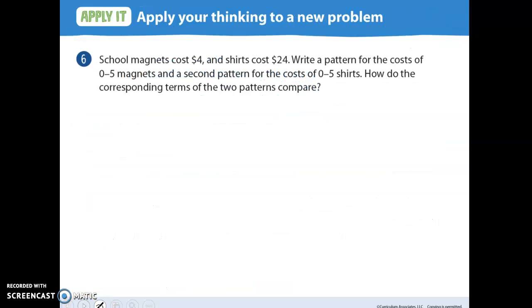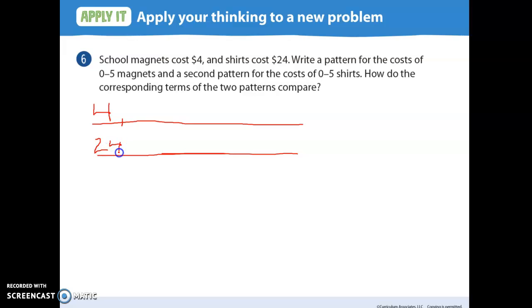Okay, number 6. School magnets cost $4 and shirts cost $24. Write a pattern for the cost of 0 to 5 magnets and a pattern for the cost of 0 to 5 shirts. When it says write a pattern, your pattern can just go this direction, going across. So you could start with your magnet cost, and your pattern would start with 4, and then the shirt cost pattern would start with 24.